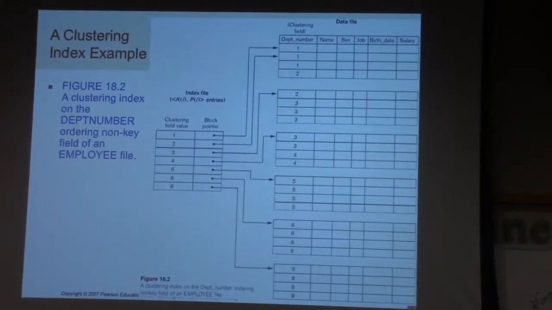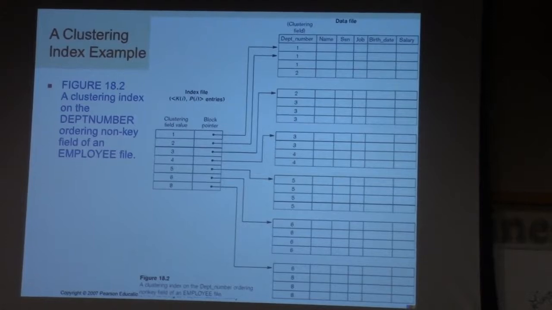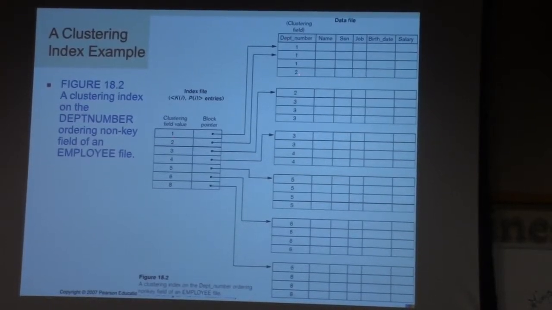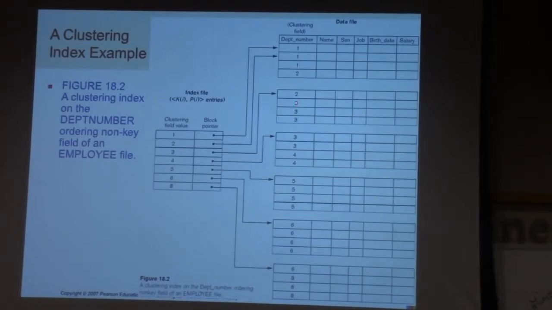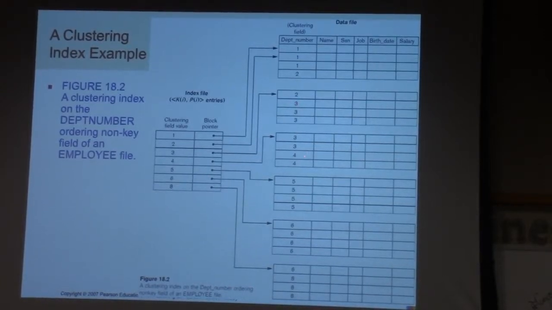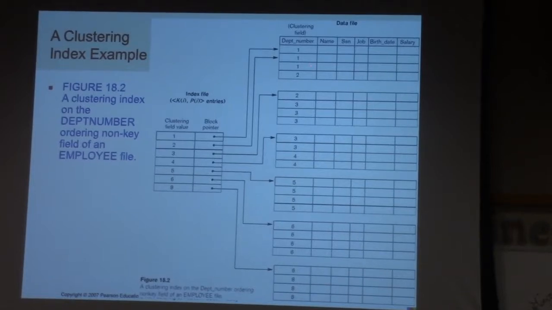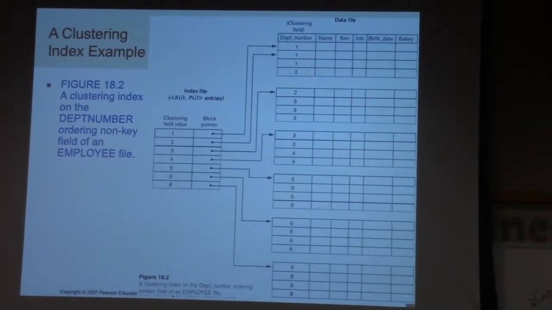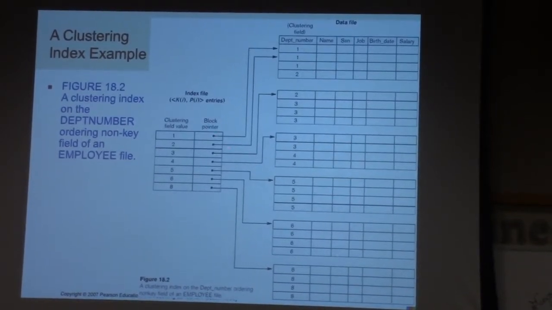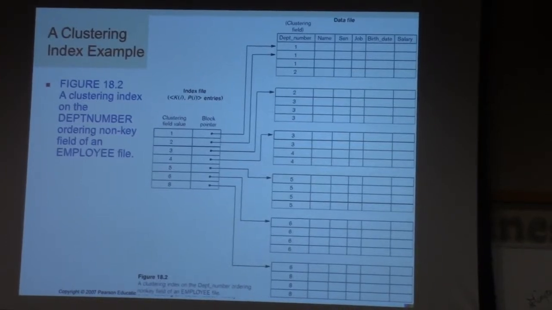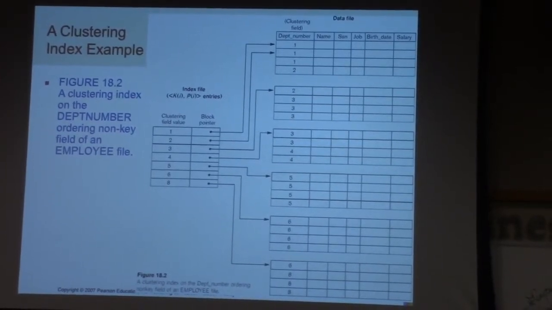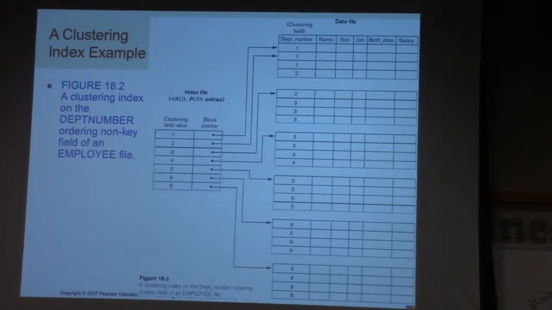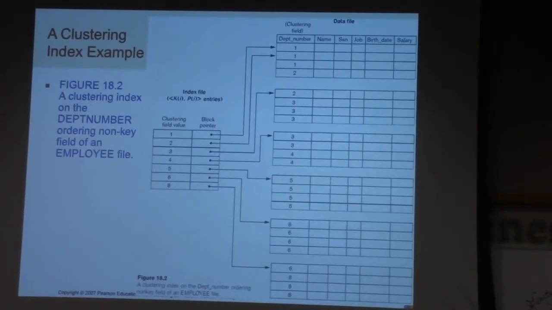So can we make an index? Yes, we can make the index like this. 1 starts here, 2 starts here, 3 starts here, 4 starts here. So it's not one entry per block, instead one entry per value, DNO. This is called the clustering index.